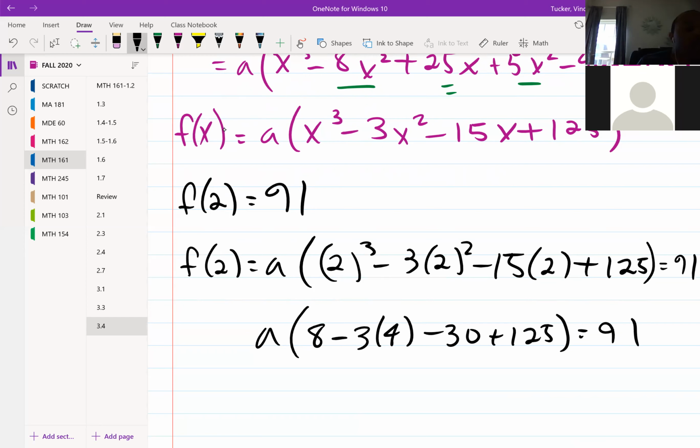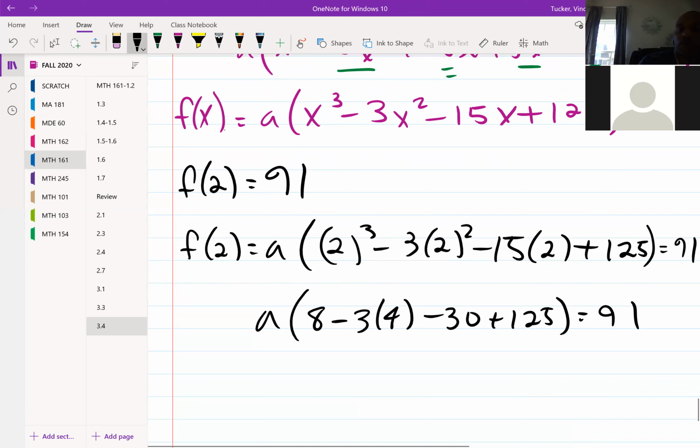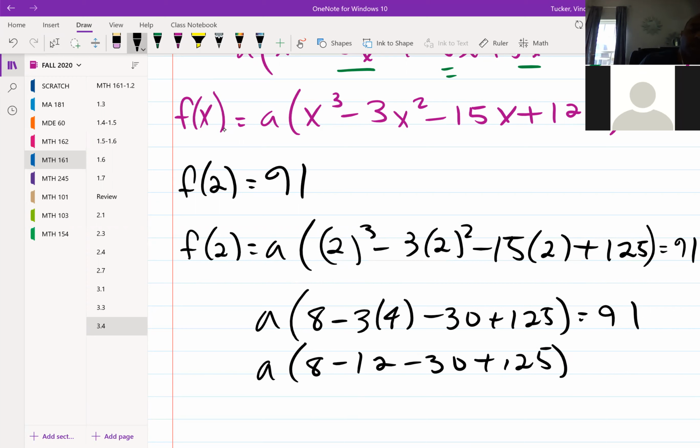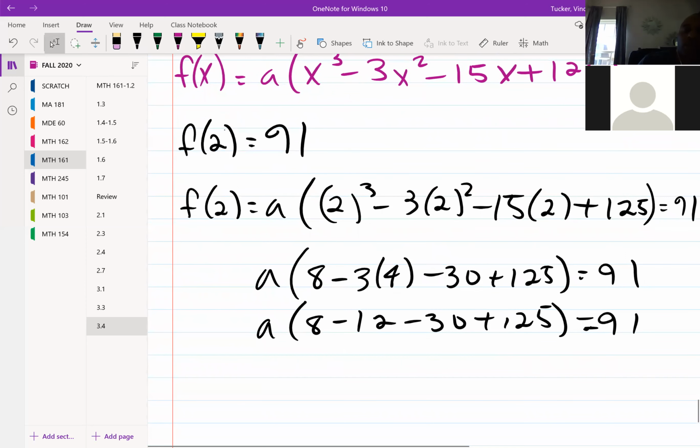So 2 cubed is 8. That's 2 times 2 times 2. 2 squared is 4. So that's 3 times 4. 15 times 2 is 30. So we have 125 in the back. 8 minus 12 minus 30 plus 125. 8 minus 12 is negative 4. That's negative 34. And that is 91. Yep.